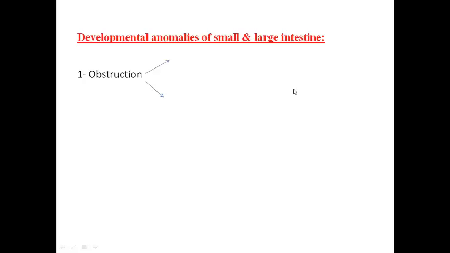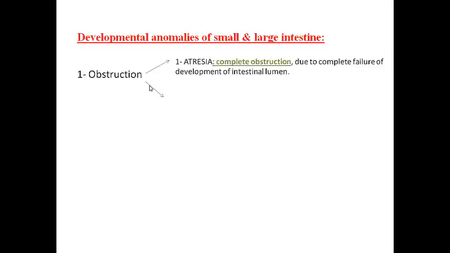To start with, we're going to start with the first congenital anomaly, which is obstruction. By obstruction, I mean anatomical obstruction of the intestine. Now, thinking about obstruction, you would think that something might be totally obstructed or it might be partially obstructed. If it was totally obstructed, it's going to be called atresia. By atresia, I mean that there is total or complete obstruction of the intestine due to the complete failure of development of the intestinal lumen. The second choice could be incomplete obstruction or partial obstruction leading to narrowing of the lumen, which is called stenosis.